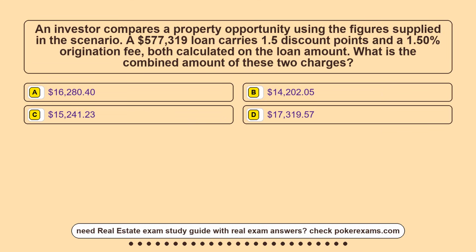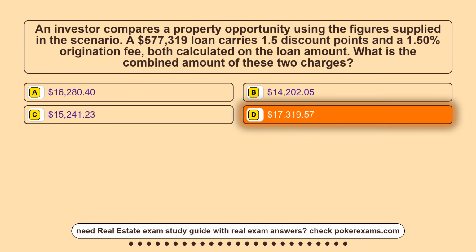Question 8. An investor compares a property opportunity using the figures supplied in the scenario. A $577,319 loan carries 1.5 discount points and a 1.5% origination fee, both calculated on the loan amount. What is the combined amount of these two charges? Option A, $16,280.40. Option B, $14,202.05. Option C, $15,241.23. Option D, $17,319.57.